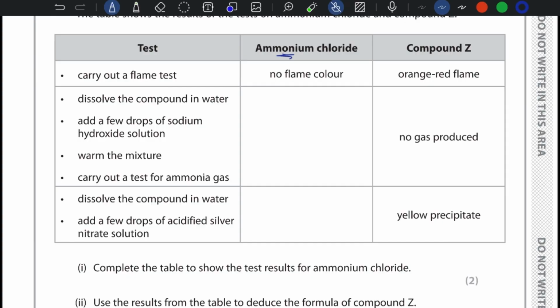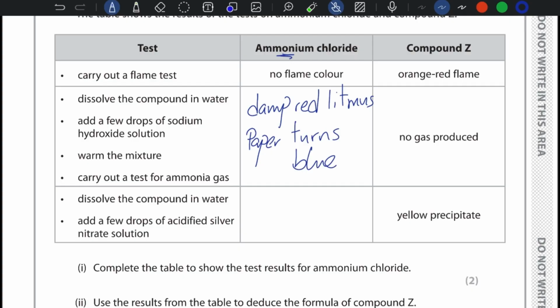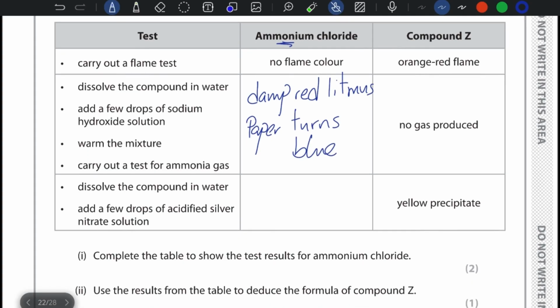Dissolve the compound in water. When dissolved in water, add a few drops of sodium hydroxide, warm the mixture and carry out the test for ammonia. Ammonium chloride will give a positive test. So damp red litmus paper, damp means wet, turns blue, and no gas is produced for compound Z.